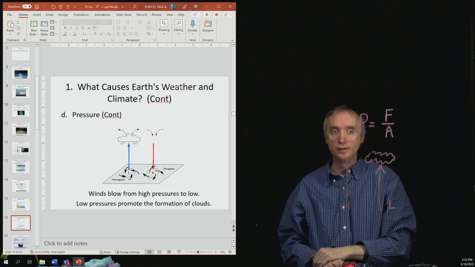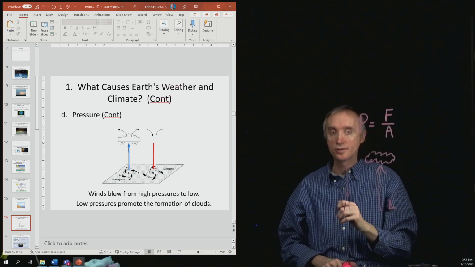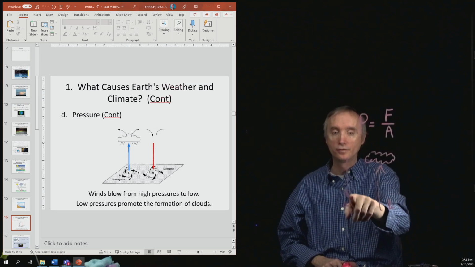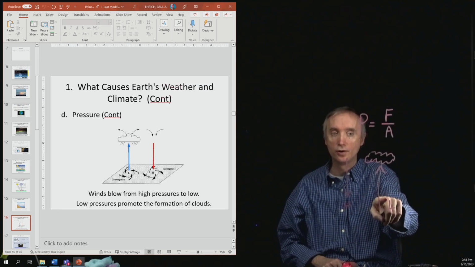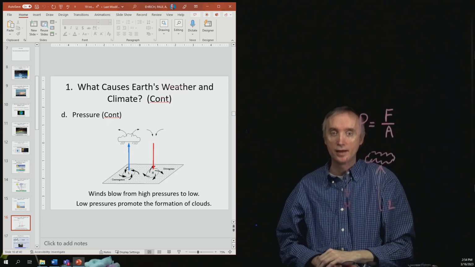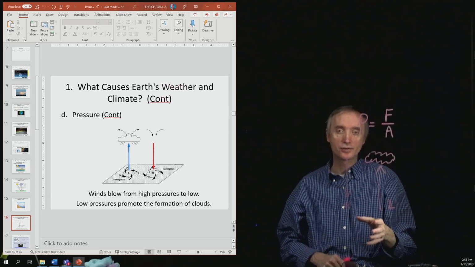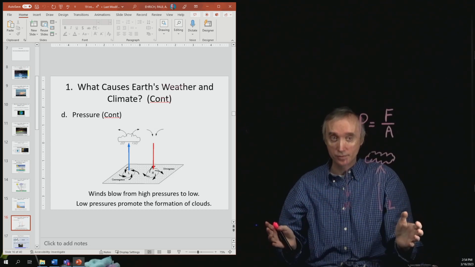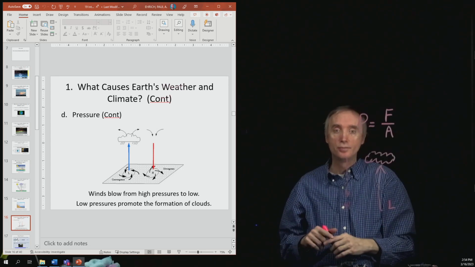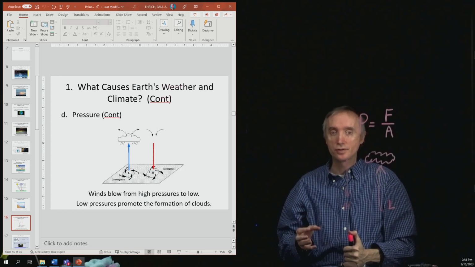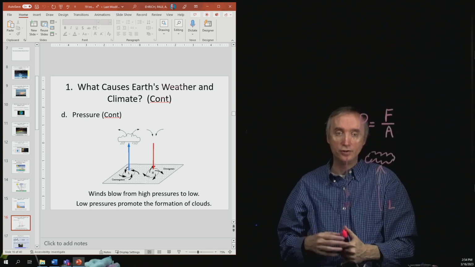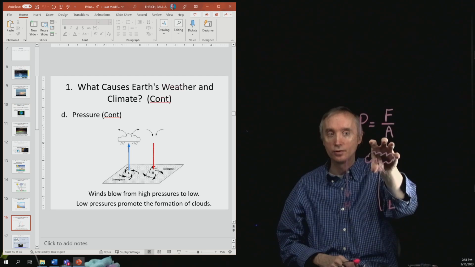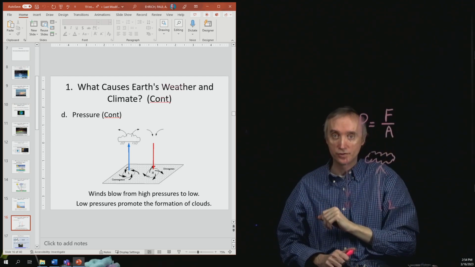Okay, another thing that pressure can do is it causes the winds. The winds are always going to blow from high pressure to low pressure. Another thing you can see about that picture is how the winds swirl around the high and low pressure systems. I wouldn't worry about that, but you should know that pressure systems cause winds, and that pressure systems can cause clouds to form or not to form.